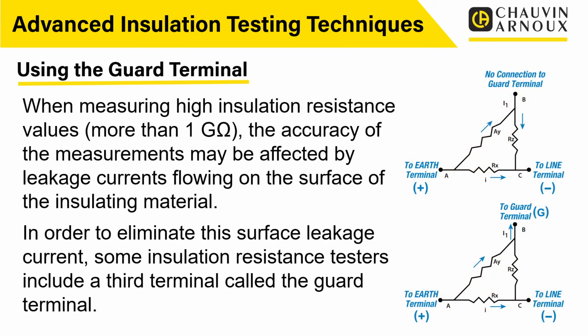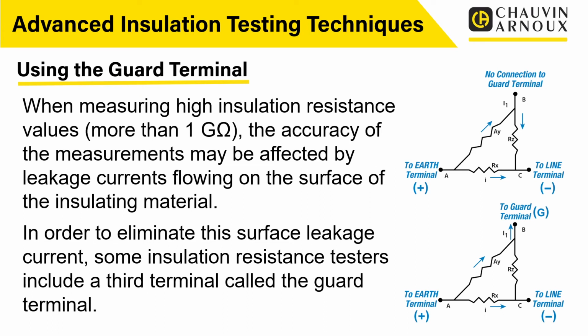Another important item for us to talk about is the use of the guard terminal. A majority of the higher rated insulation resistance testers from Chauvenard have another terminal on them called the guard terminal. This is a really useful function. It's often misunderstood by people, and quite often people don't use it or aren't aware of where it fits in. This is really important when measuring high insulation resistance values of more than 1 gigaohm.